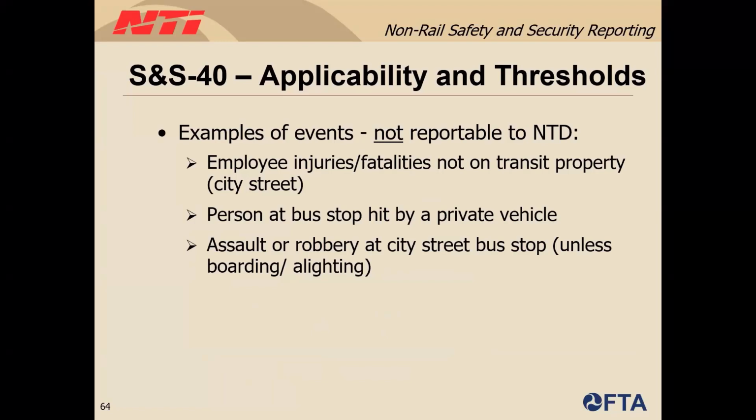Now we have some examples of events that are not reportable. An employee injured on a city street or other property that is not transit-owned property. A person waiting at a bus stop and is hit by a car is not reportable since the person was not on transit-controlled property. An assault or robbery that occurs if the person is not boarding or alighting at the time.